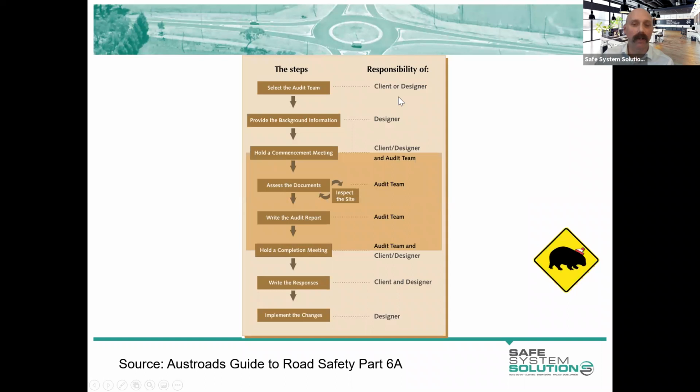They select the audit team, and it's usually done by selecting either the individual that you want leading that team or the consultancy or the group, and then it's sort of pieced together. Provide the background information, so that it's got to be handed over, all that information. Then there's usually some sort of commencement meeting style thing that happens, and it varies.